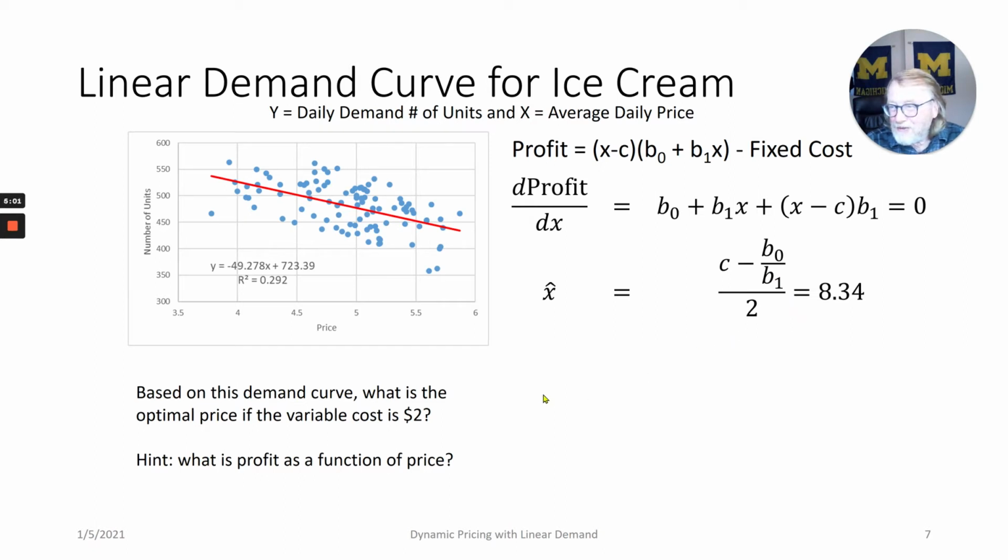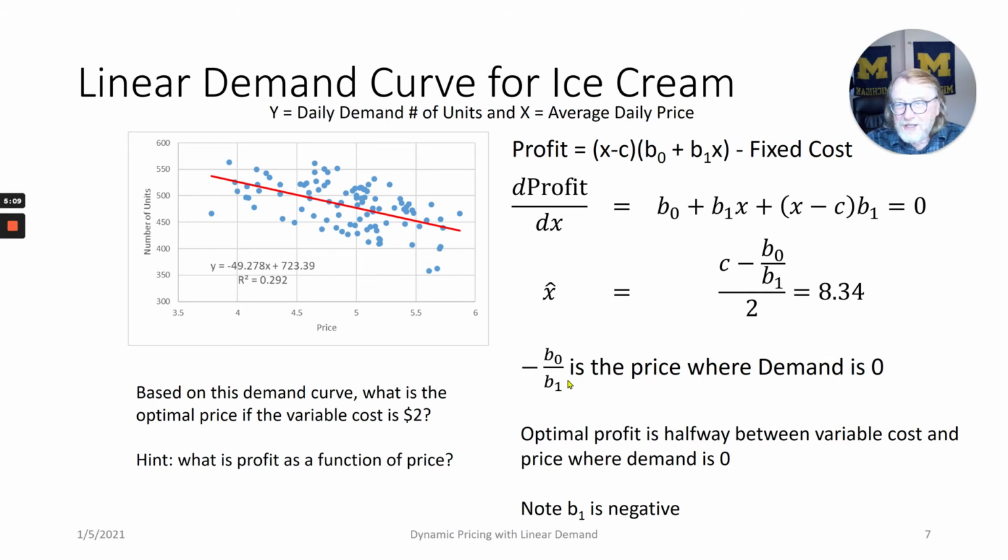And so if you use the parameters that we have estimated here, you come up with $8.34. So this minus B0 over B1 is just the price where demand is equal to 0, right? So that's where this red line crosses the x-axis, and so the optimal price is halfway between the cost, which is $2, and the price where demand is equal to 0. And keep in mind that B1 is negative in this. Okay, so that's how you would do the pricing if you have this demand function.